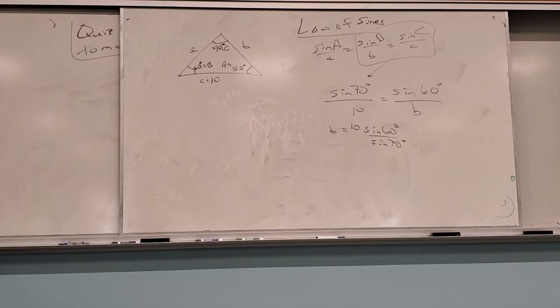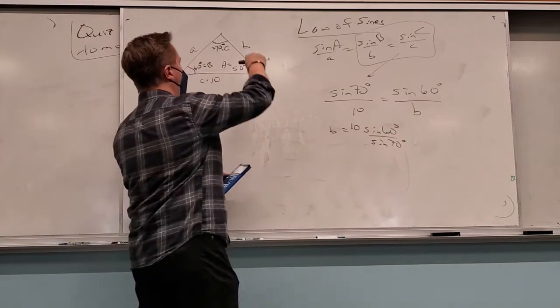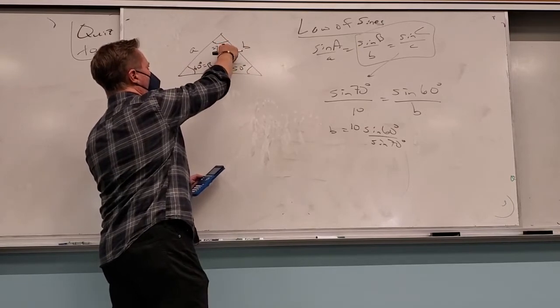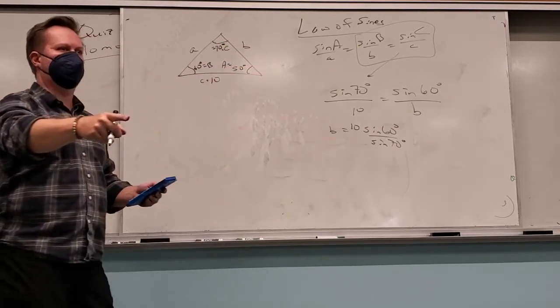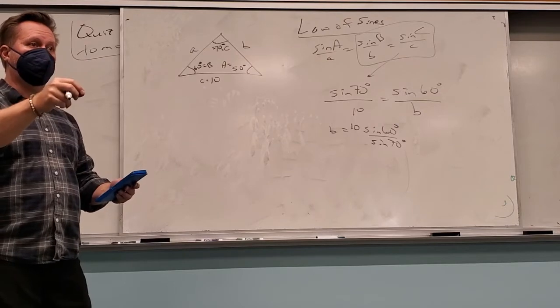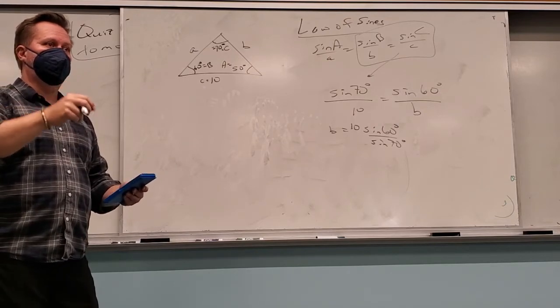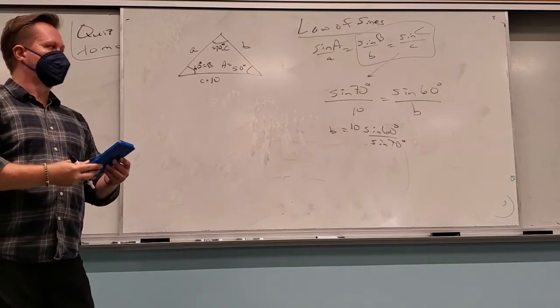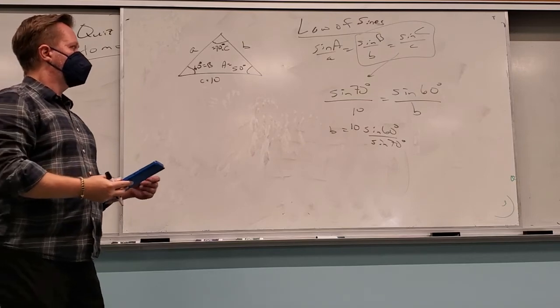So we use the law of sines to find out one side, which means you can use the law of sines to fully solve a triangle. You can figure out all the sides and all the angles. When does law of sines work? If I know at least one angle and the side across from it, then law of sines will work.